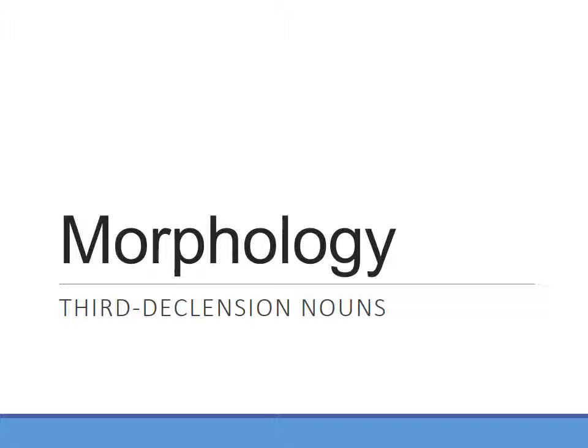We are going to examine the morphology of third declension nouns. Those are nouns that end in a consonant instead of a vowel. They are quite a lot more complex than the first and second declensions. But if you master the diagnostics involved, you'll be able to recognize the vast majority of third declension nouns and parse them without necessarily having to memorize too many paradigms.